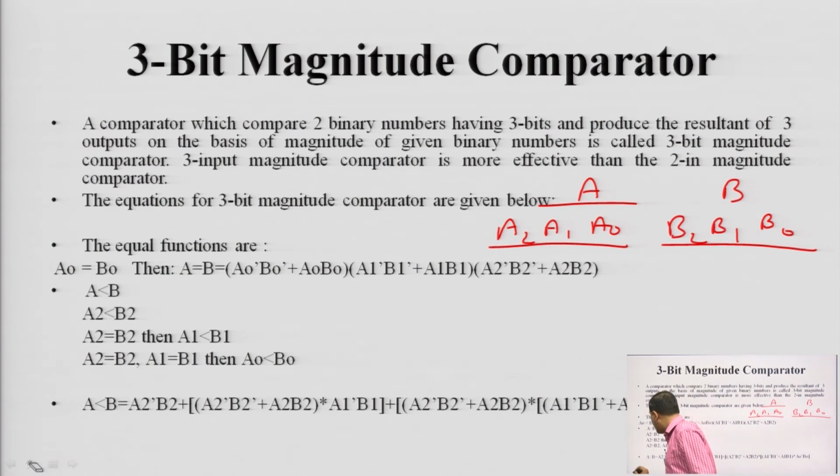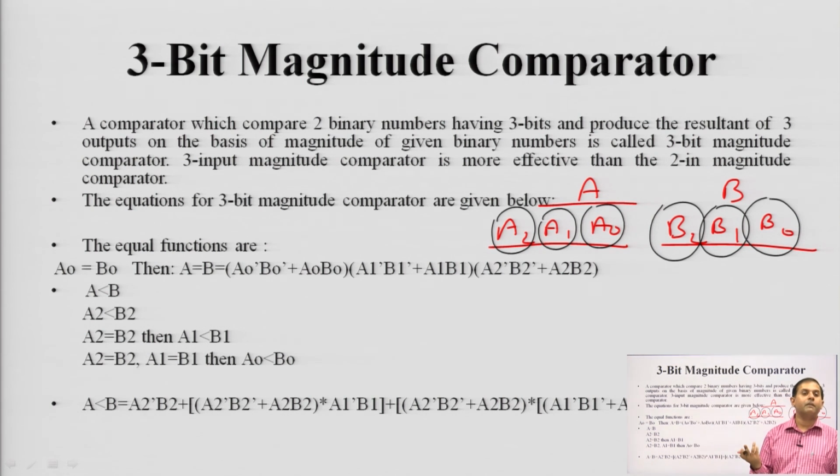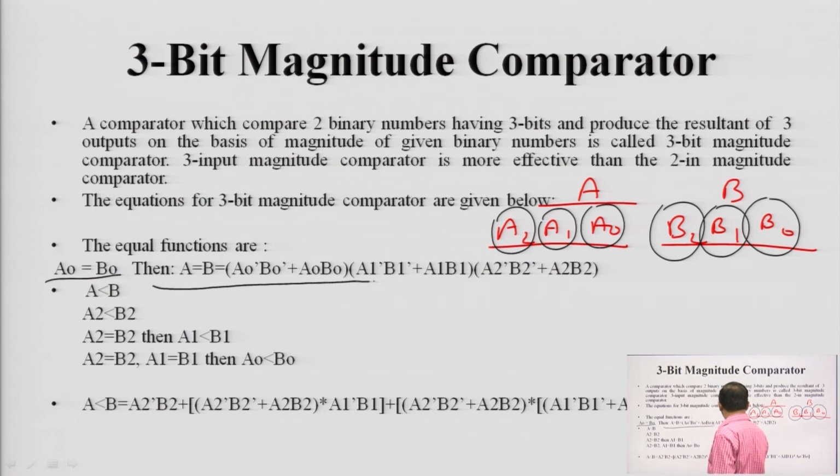When comparing binary, we have A2 A1 A0 and B2 B1 B0. First we compare A2 with B2. If both are the same, we go for the next one, compare A1 with B1, and if they are again the same, we go for A0 and B0. If right at the start A2 is greater than B2, then A is greater than B. If A2 is less than B2, then obviously A is less than B. So, we check from the most significant bit.